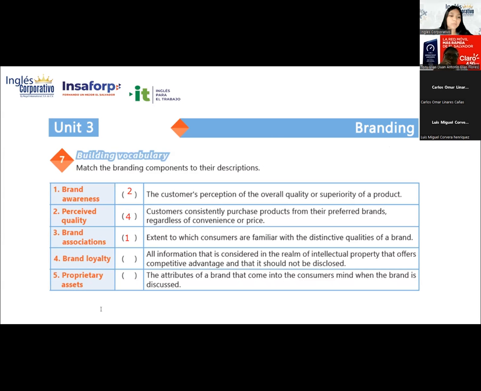And okay, the last one. Proprietary assets. And this in Spanish will be something like patrimonio. Something that belongs to the company. Something that you cannot disclose. All the information that is considered in the realm of intellectual property that offer competitive advantage. And that it should not be disclosed.